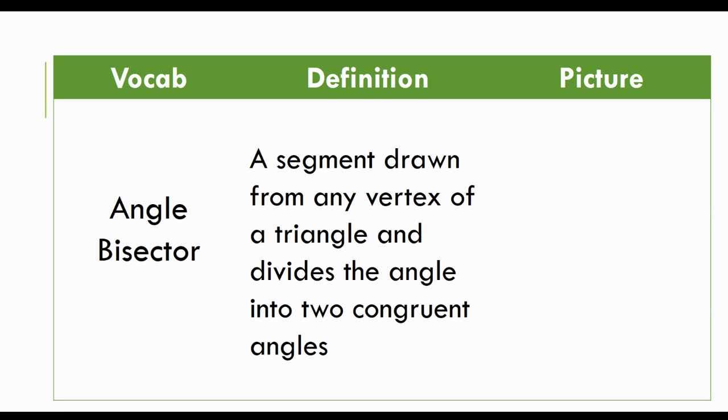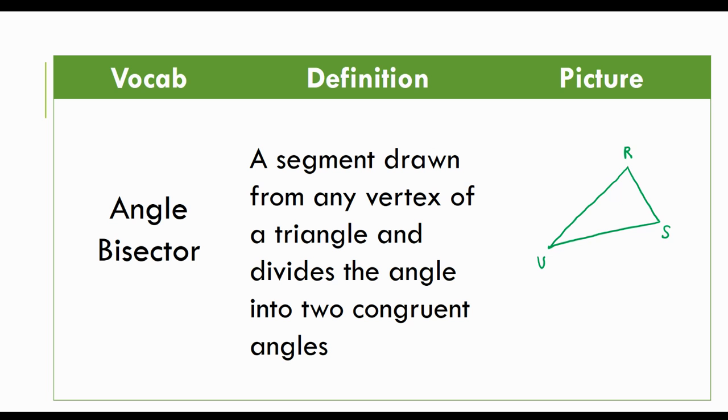All right. If I take a look at angle bisector, this should be a review because we've talked about angles being bisected in the past. It's a segment drawn from any vertex of a triangle and divides the angle into two congruent angles. So if I was to sketch a picture, let's call this triangle RUS.